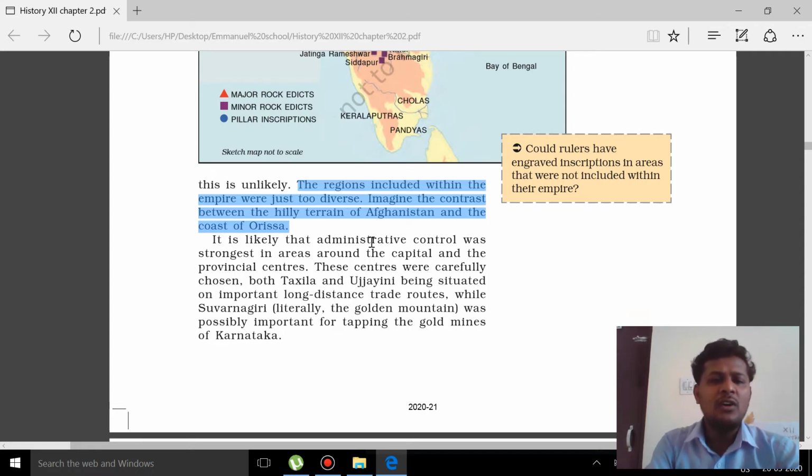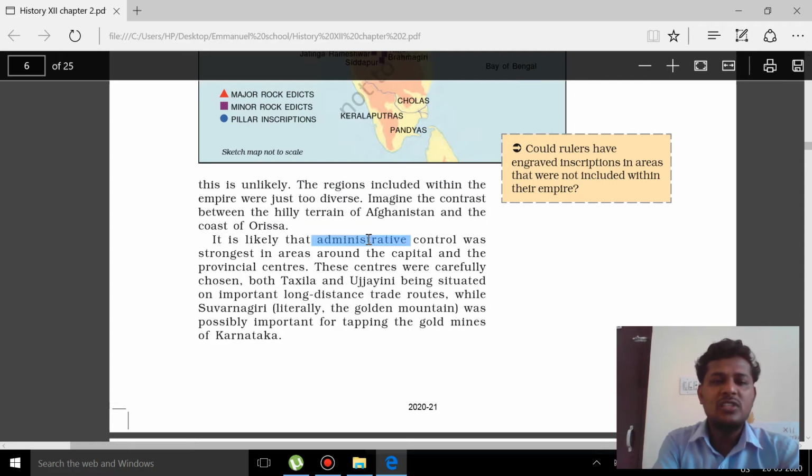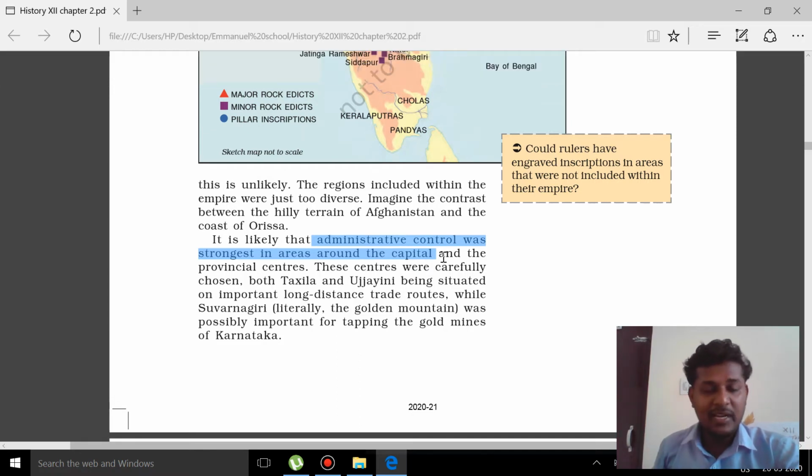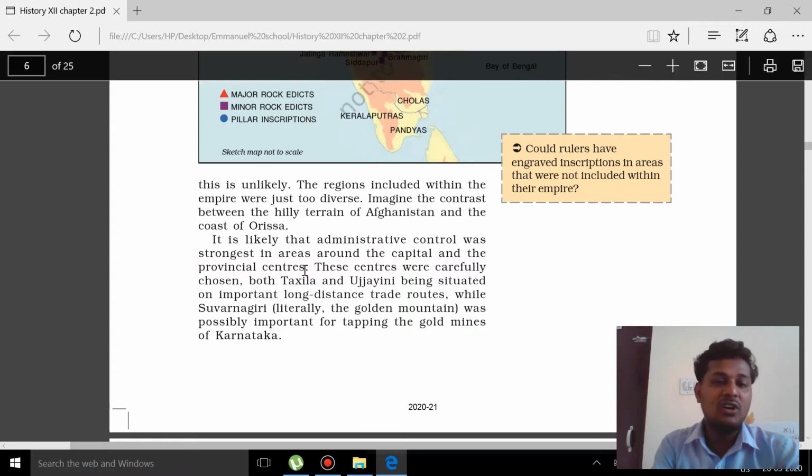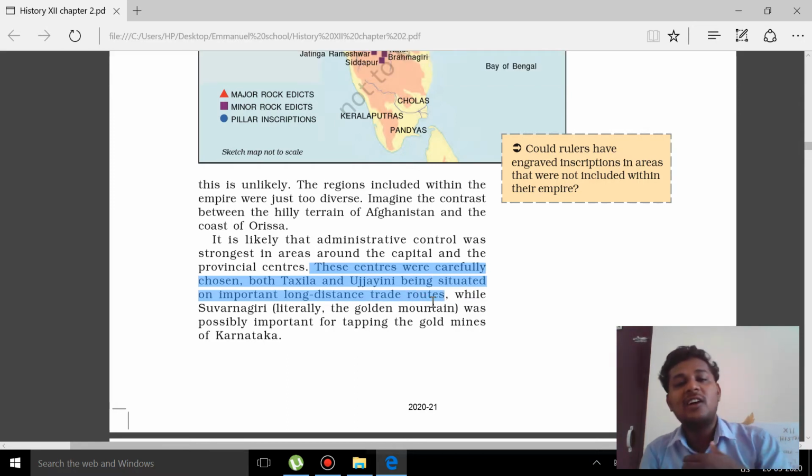Now, the second point is, it is likely that the administrative control was strongest in areas around the capital. The administration was very strong around the capital Patliputra, and also where the provincial centers are. These centers were carefully chosen, both Taxila and Ujjaini being situated on important long distance trade routes. Taxila and Ujjaini were selected as provincial centers of the capital because they could help long distance trade.